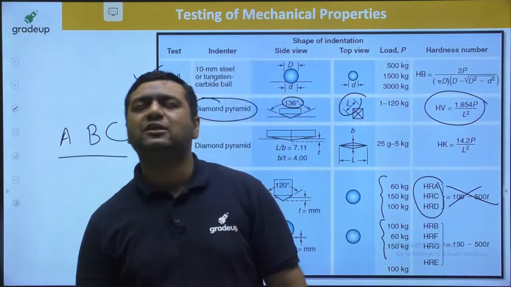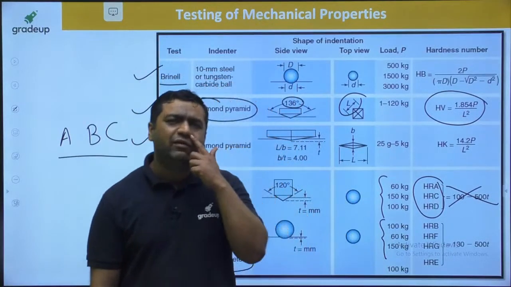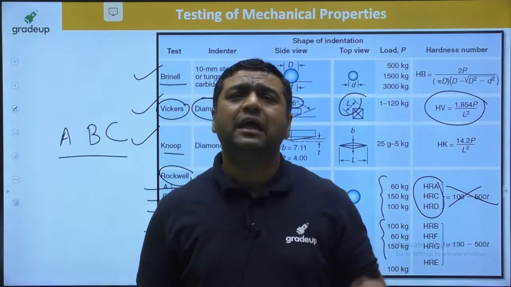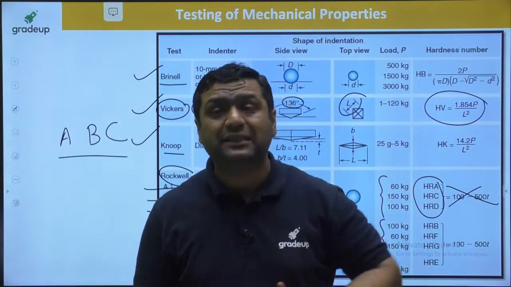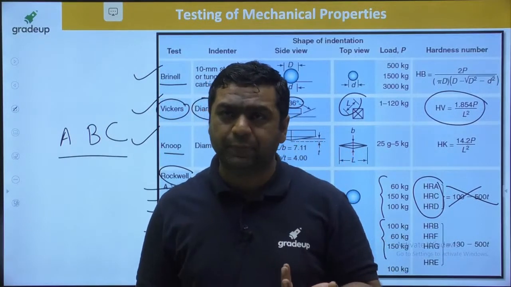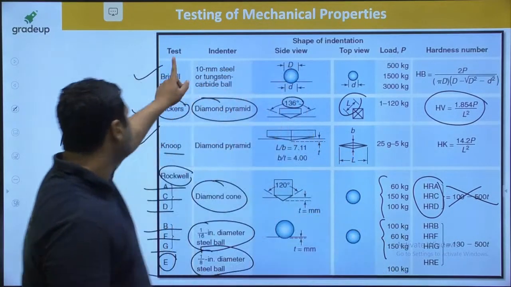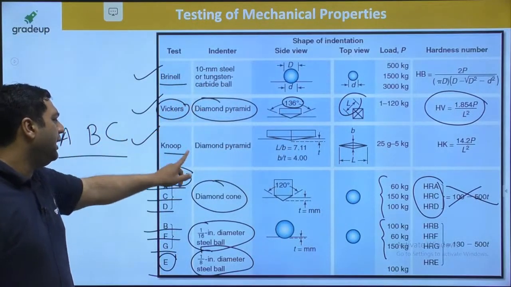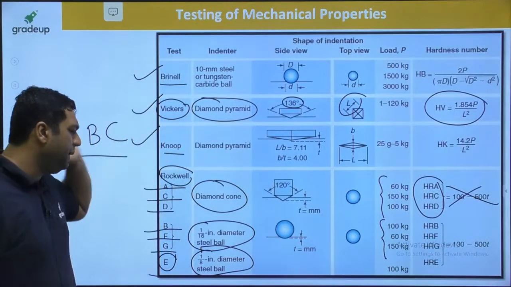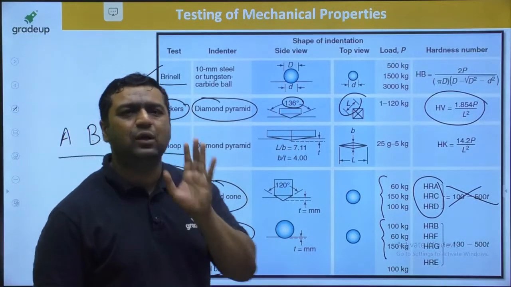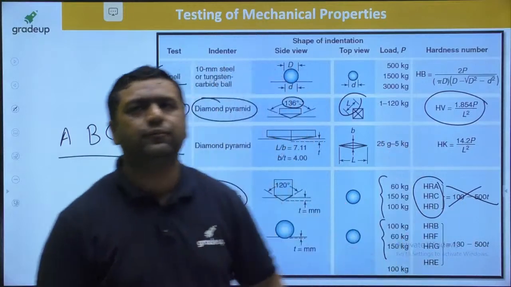No dear, numericals will not come from this topic. They will only ask you about the name of the test. At the maximum they will ask you about the material of the indenter you are using. Like here you are using a steel ball, here a diamond pyramid, here a diamond pyramid or cone, here a steel ball. Only that is required for you, nothing more than that.